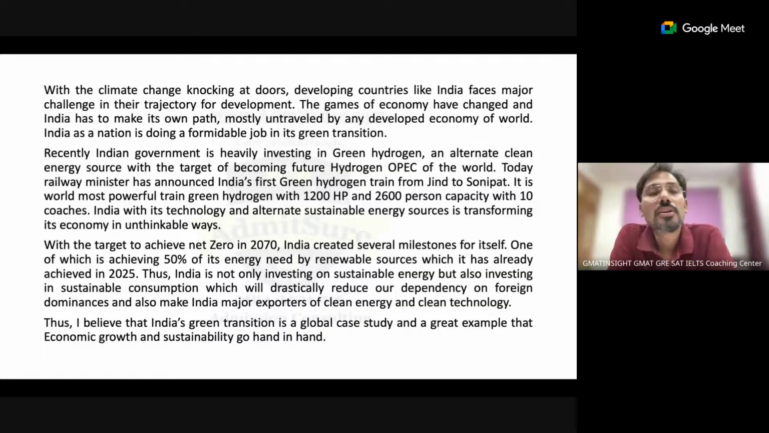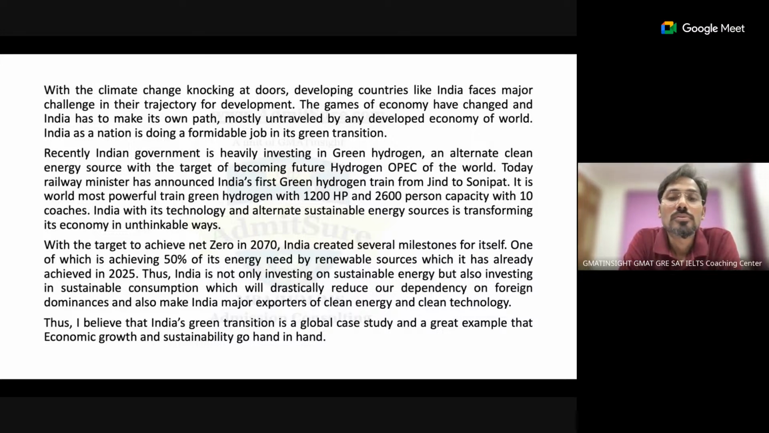If we do it together, we'll see: with climate change knocking at doors, developing countries like India face major challenges in the trajectory for development. The game for the economy has changed and India has to make its own path, mostly untraveled by any developed economy of the world. India as a nation is doing a formidable job in its green transition. Recently, the Indian government is heavily investing in green hydrogen and alternate clean energy sources with the target of becoming the future hydrogen OPEC in the world.